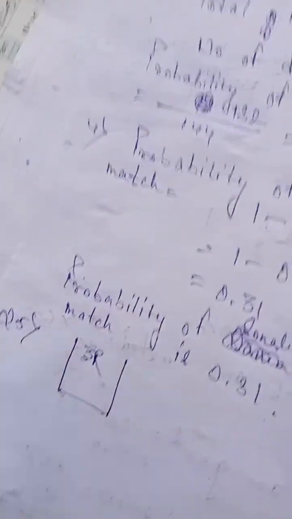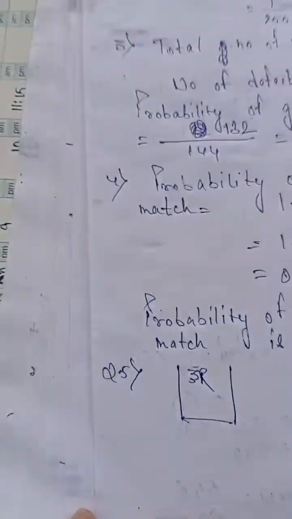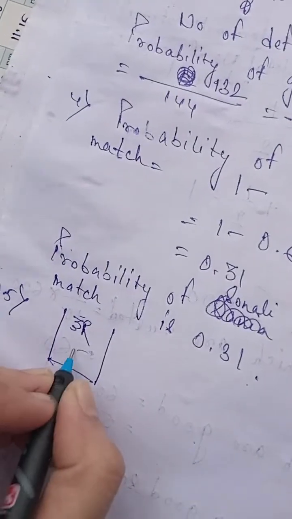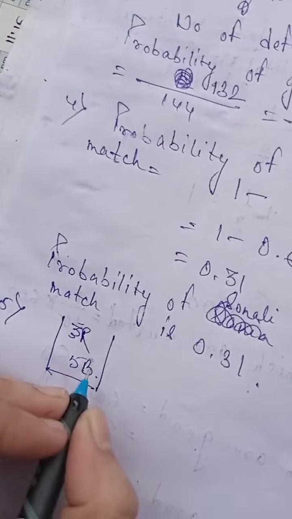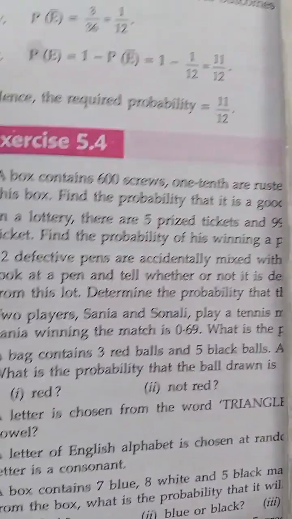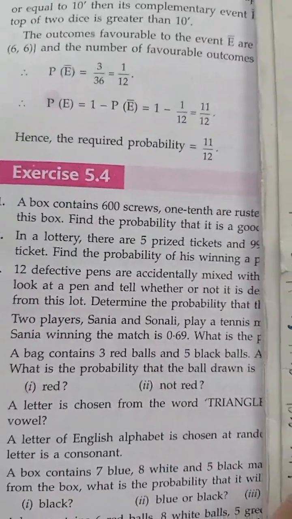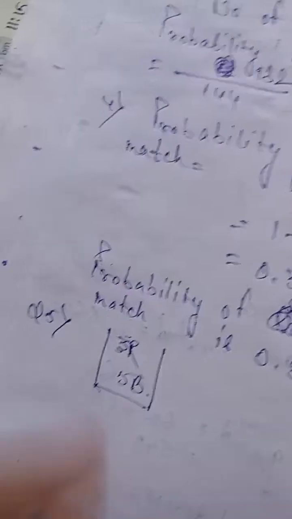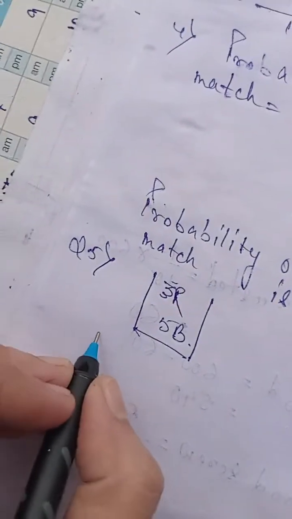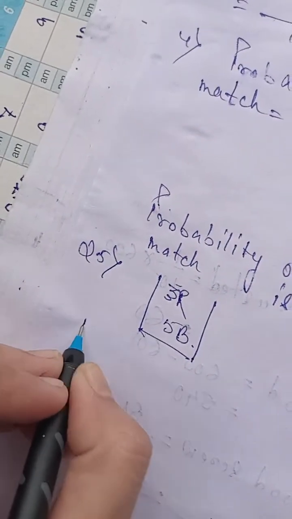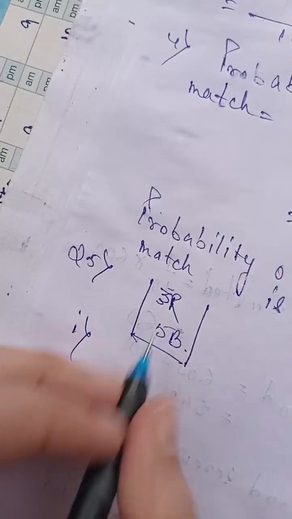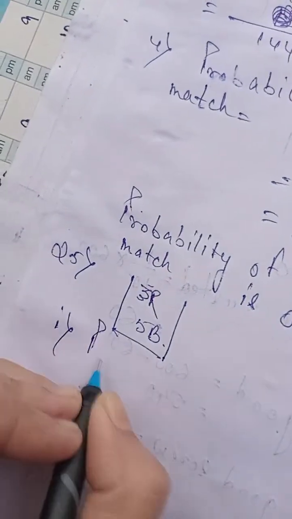3 red balls and 5 black balls. So now, what is the probability that the ball drawn is red and not red? Number one, how many red balls are there? That is 3. And what is the total number of balls? That is 8.